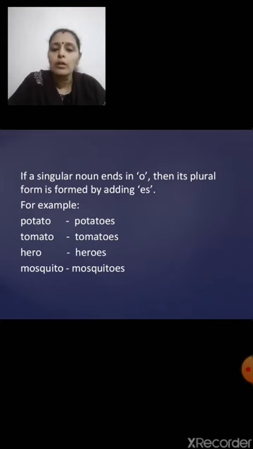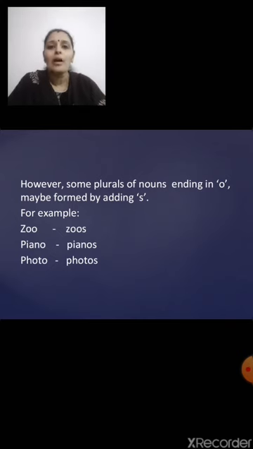H-E-R-O, hero. So the plural form becomes H-E-R-O-E-S, heroes. M-O-S-Q-U-I-T-O, mosquito. And the plural form is mosquitoes. So if a noun is ending in O, then we will just add ES to it to make the plural form of that. But not all the nouns ending in O form their plurals by adding ES.